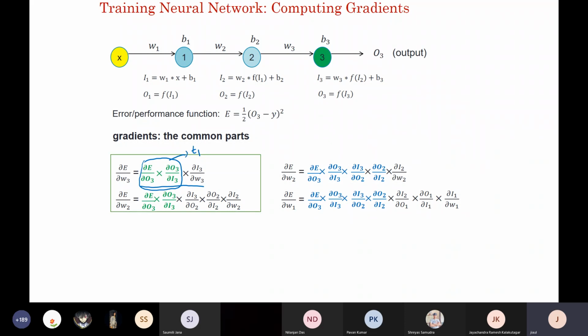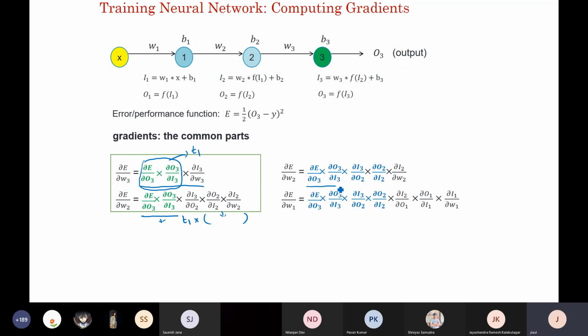I'm storing that. Now, when I'm going to compute del E del W2, I do not need to compute this expression again because I'm saving these values into T1. So this is going to be T1 times this expression, and I don't need to compute this whole thing again. In this way I'm going to minimize the computation. Now when the chain becomes longer, which is the case for a deep neural network because it has very high depth, the chain becomes very long.